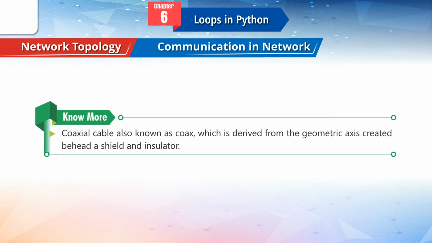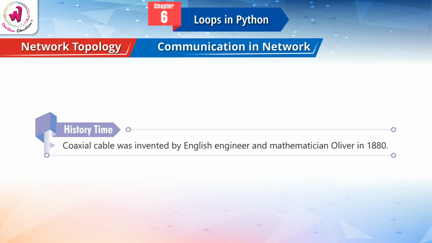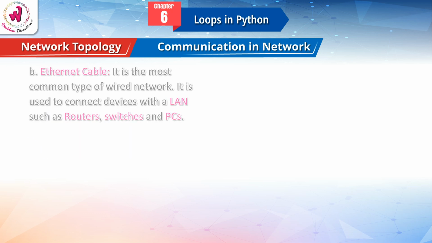Coaxial cable, also known as coax, which is derived from the geometric axis, is created with a head, a shield and an insulator. History time. Coaxial cable was invented by English engineer and mathematician Oliver in 1880.